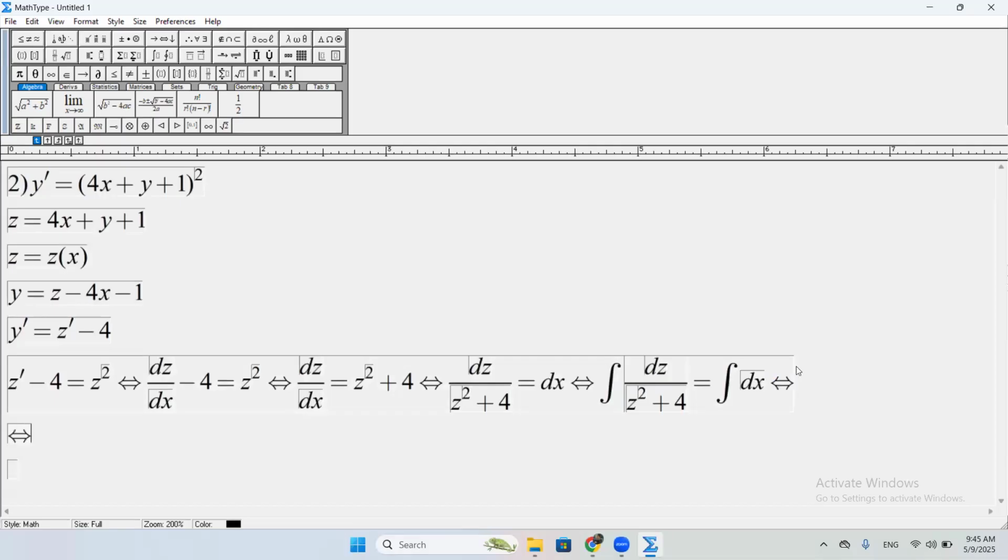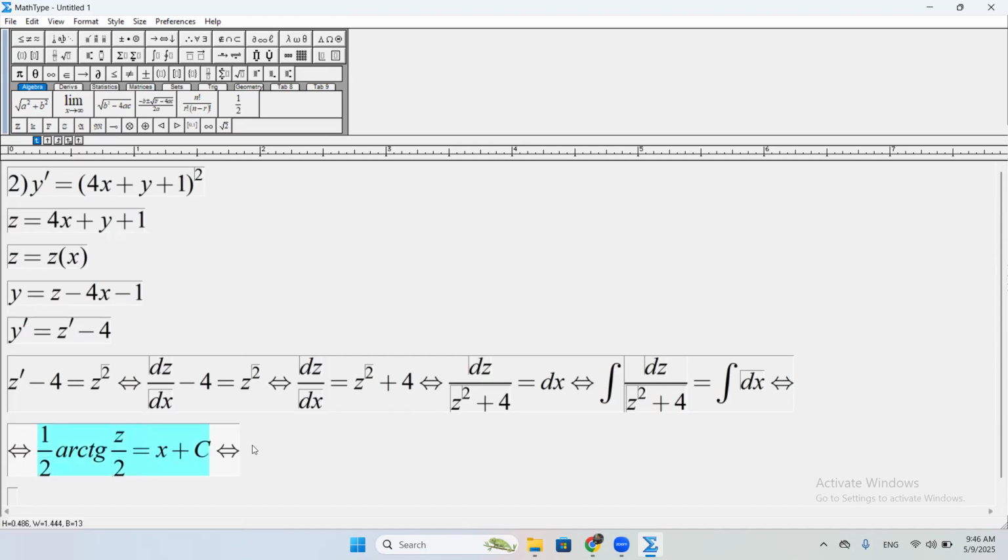So we will receive 1/2 arctangent of z/2 equal to x plus c. And then we will substitute y. So z equals 4x plus y minus 1. Let's substitute this expression instead of z.